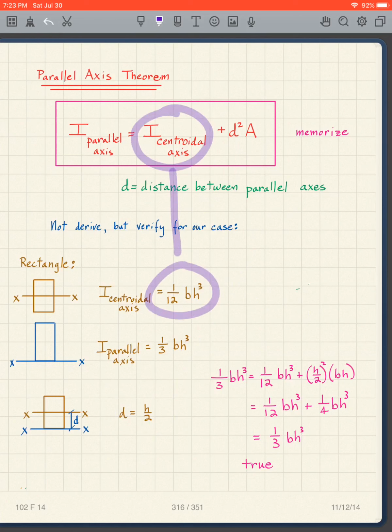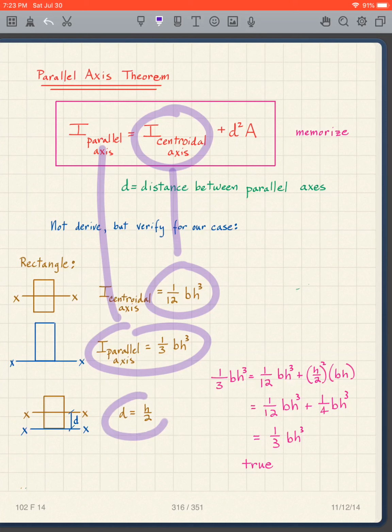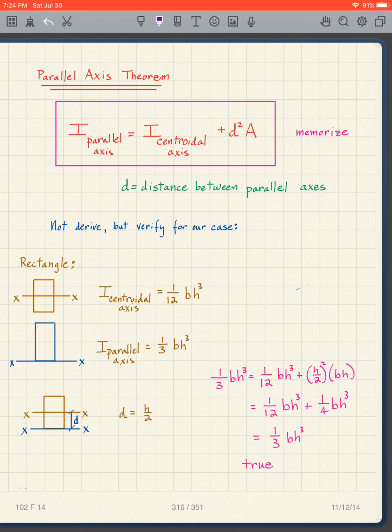So what should be true if this theorem works is that I take the I about the centroidal axis, which is that. I, the parallel axis, is this one. D is here, and A is equal to B times H. So if I substitute all those things, then I should get an equality here. Let's see if we get it. So the 1/3 BH cubed goes here. The 1/12 BH cubed goes here. And then my D squared is going to be H over 2 squared, and my area is B times H.